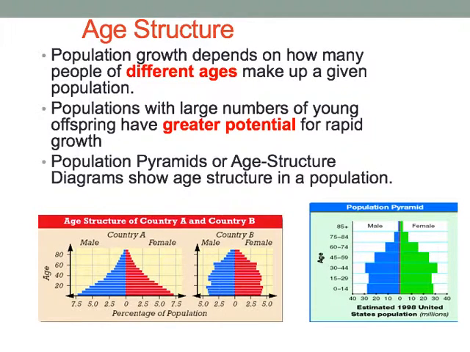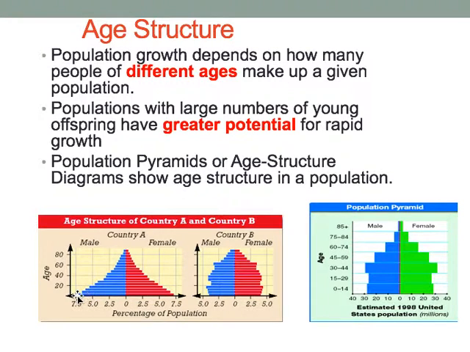Age structure. So population growth depends on how many people of different ages make up a given population. So age structure is going to be determined by how old that population is. And generally, this is a good curve here. This is a normal curve.